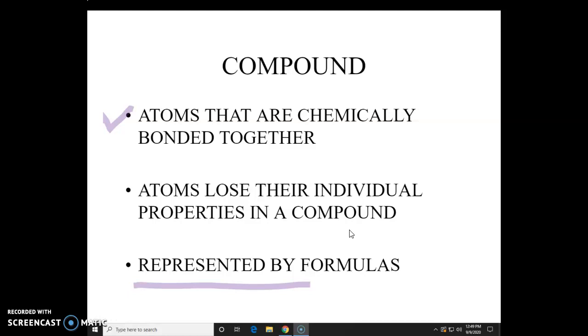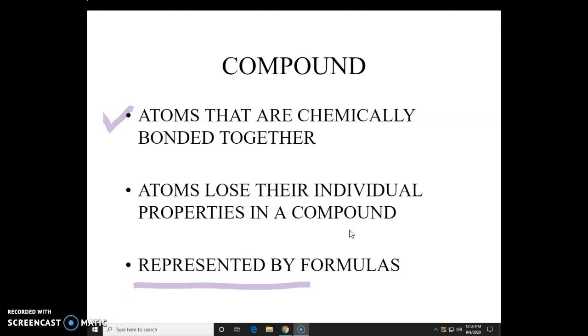So first, let's start talking about compounds. Compounds are atoms that are chemically bonded together, and they lose their individual properties in a compound. Something very common here that you know about is salt, table salt. We've all used it and eaten it. And of course, it's sodium and chloride put together.